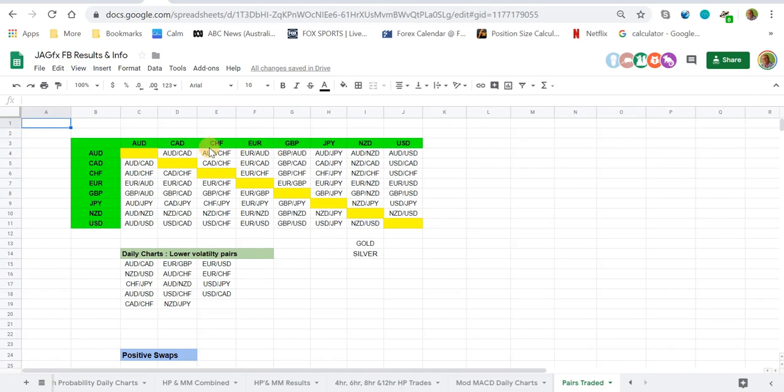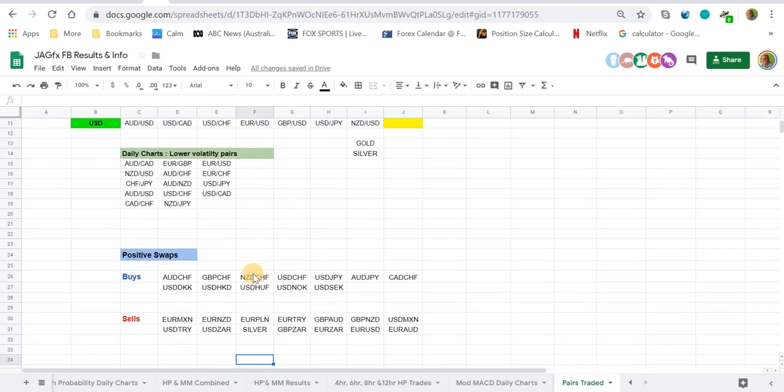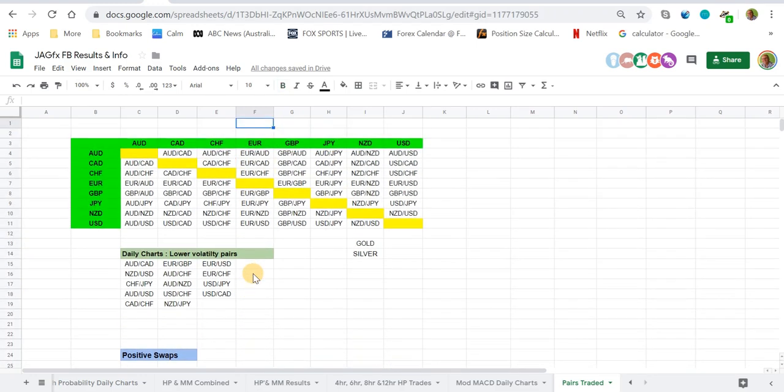I've got pairs traded, basically here's all the pairs I trade, so there's 28, I think, currency pairs and gold and silver. There's just another bit of info on here, I think, positive swaps, buys and sells. It's just the exotics mainly. So that's that. Right, let's go to the charts.